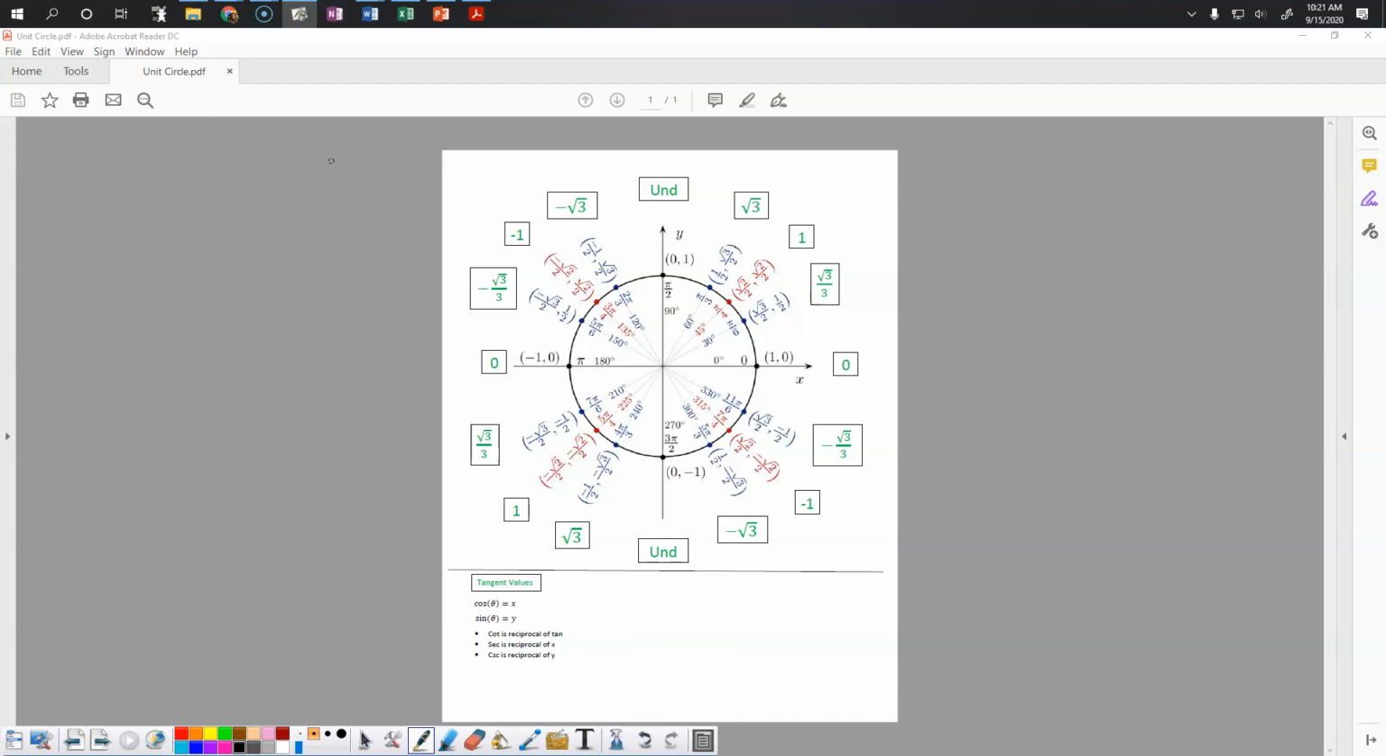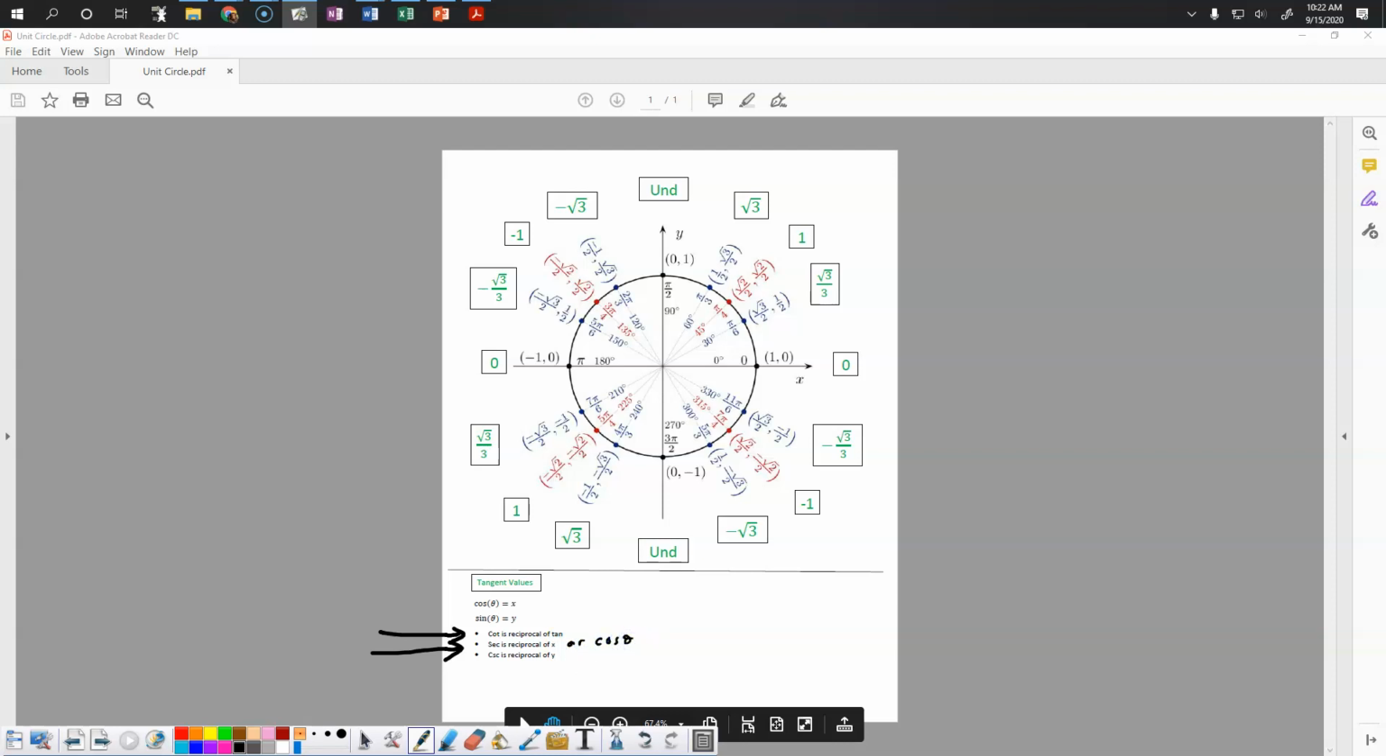All right, so first of all, this is the unit circle. Cosine tells you the x values. Sine tells you the y values. The tangent values are the ones that are in these green boxes here. Cotangent is the reciprocal of tangent. Secant is the reciprocal of x. Cosecant is the reciprocal of y. Now, since secant is the reciprocal of x, technically you can also say that secant is the reciprocal of cosine.